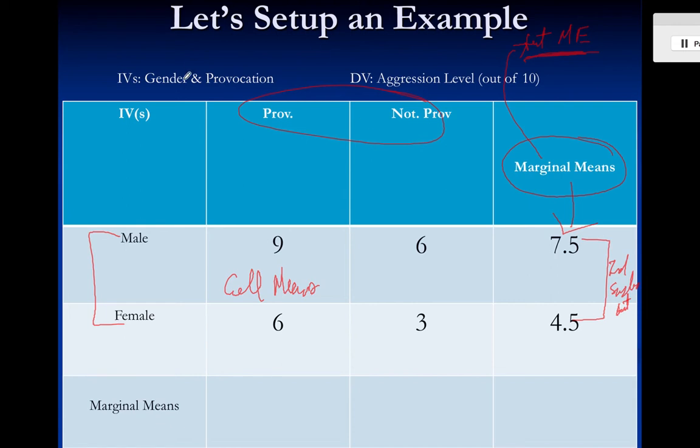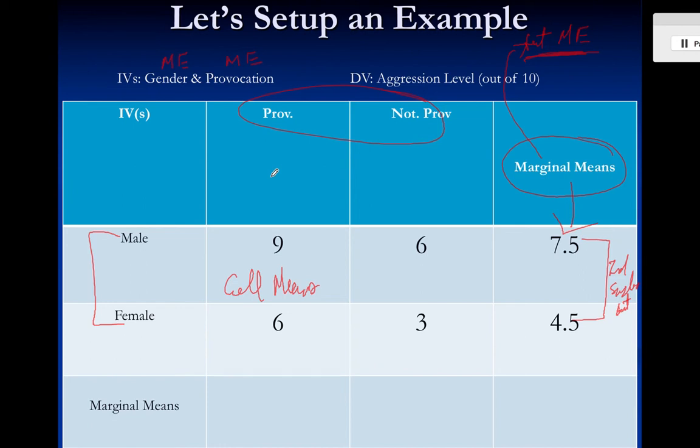Now, I want to look at the main effect. I already looked at the main effect for gender. I now want to look at the main effect for provocation. So now here, I'm going to do the exact same thing, but rather than going across, I want to go up and down here. And why? Because this number of 9 and this number of 6 represents provocation. This number of 6 and this number of 3 represents non-provocation. So here we're going to do the exact same thing, I need to create my marginal mean for provocation, and I'm going to go ahead and do that.